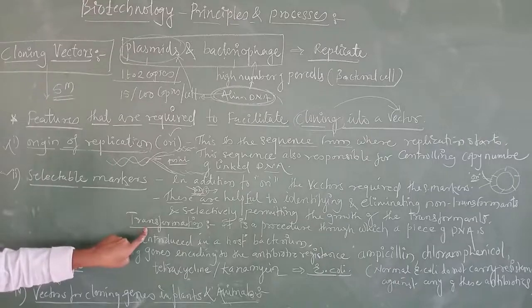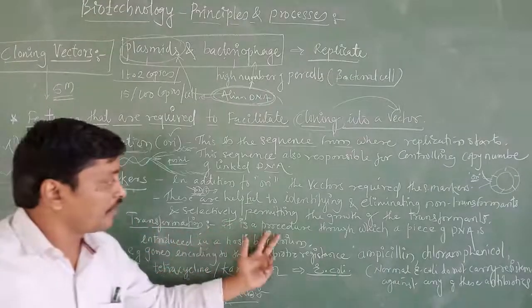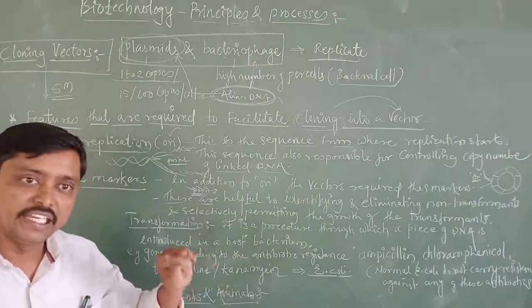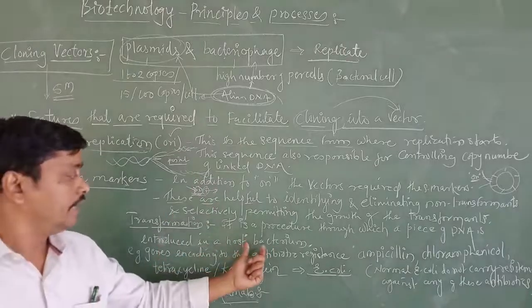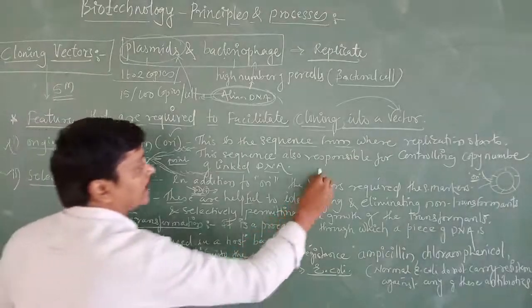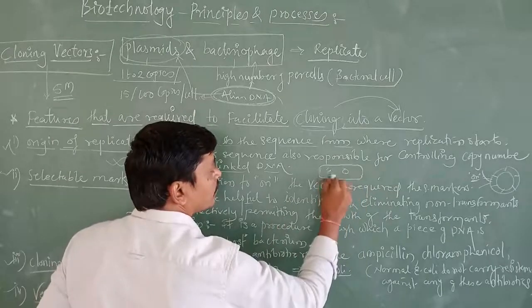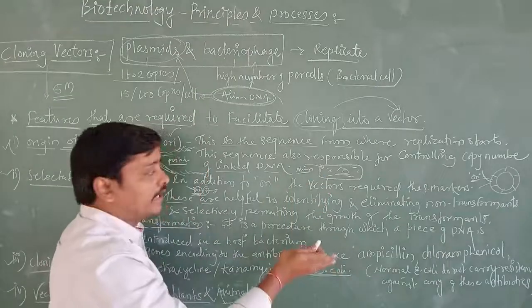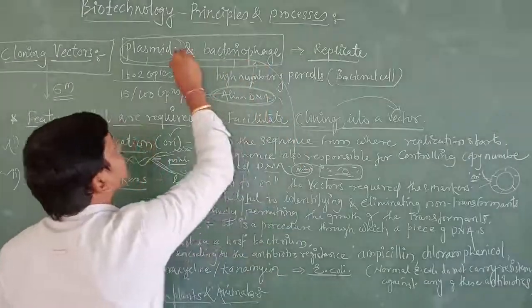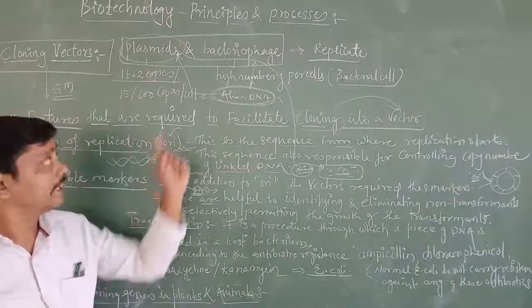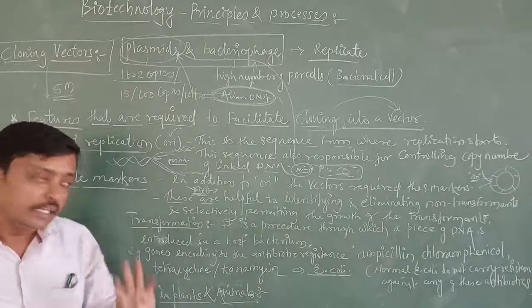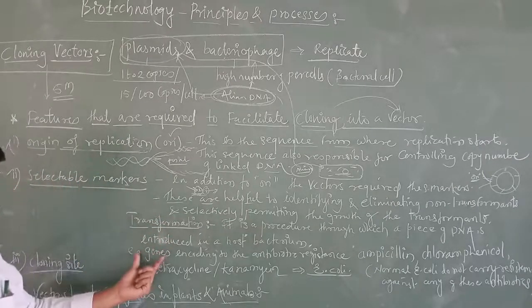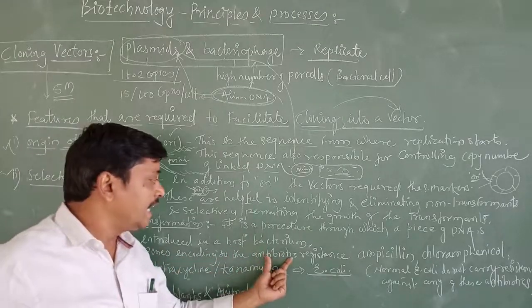Now, transformation. What is meant by transformation? It is a process through which a piece of alien DNA is introduced into the host bacteria. We cannot introduce the alien DNA directly. First we join this alien DNA to the vector. Vector in the sense plasmid. Then you introduce it into the bacteria. Right?